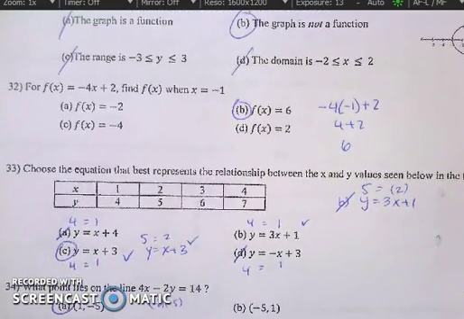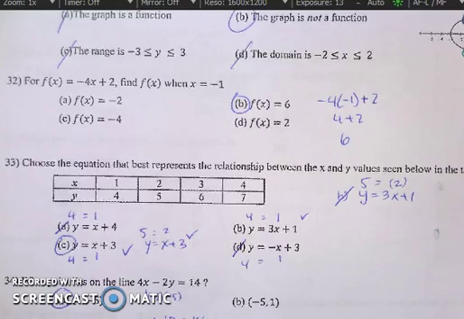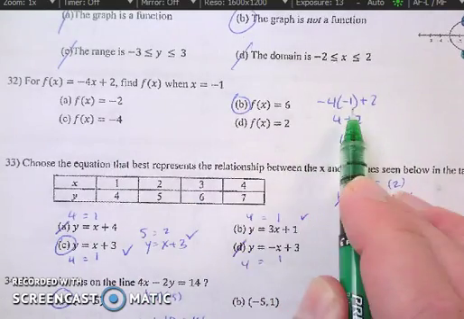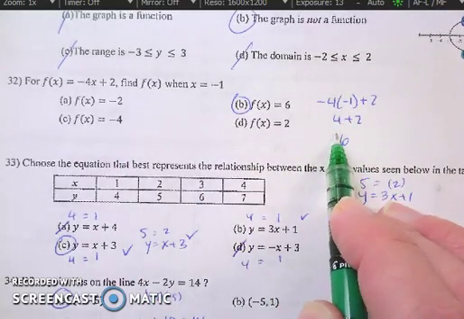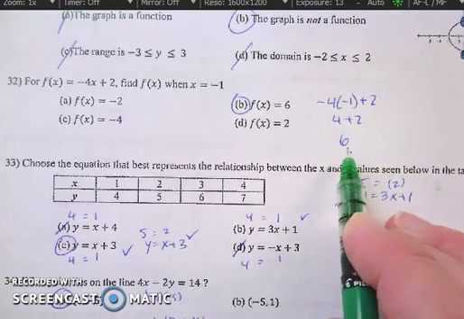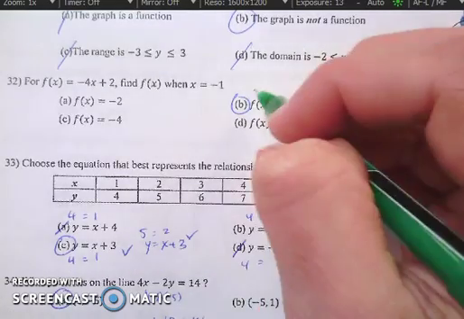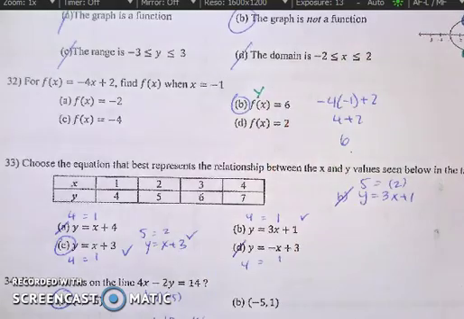Number 32, I have to plug in -1 for x, so I do -4 times -1, which is a +4. Add 2 gives me 6. Again, f of x is interchangeable a lot of times with y.